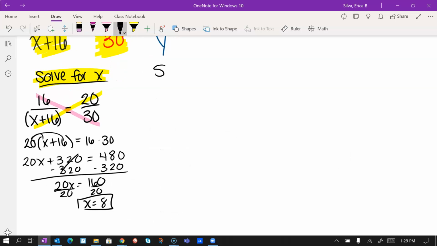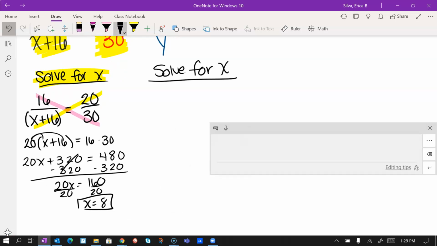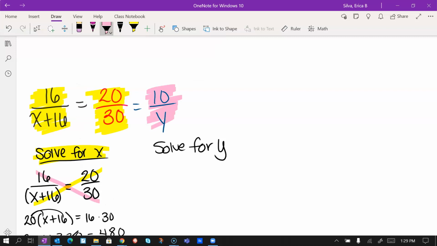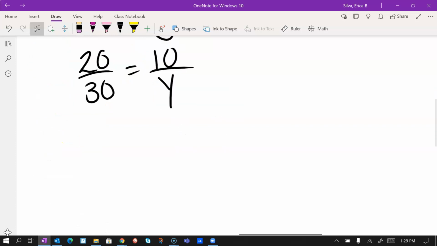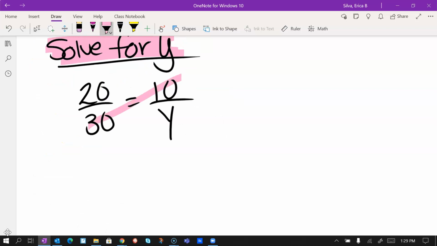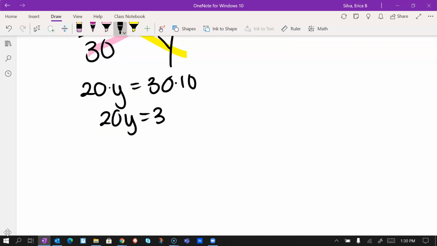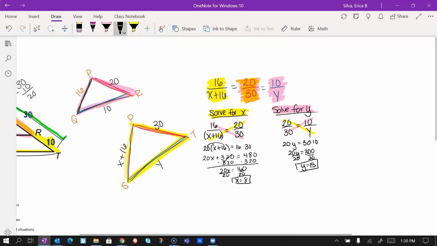Okay, now we're going to solve for y. Of course, we're going to use the ratio that has the y. And just like we did with the x, we can use the 20 over 30. So we've got 20 over 30 equals 10 over y. Question so far on that ratio? Okay, let's cross multiply. Multiply these two together and these two together. So 20 times y equals 30 times 10. 20y equals 300. Divide by 20 and we get y. Any questions on that?